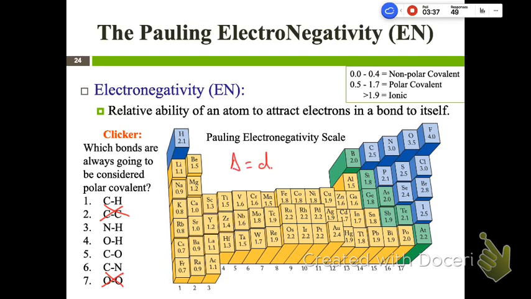The difference, right? Delta means difference. So, how big is the difference in electronegativity between the two? What about C and H? Is that polar? Difference is only 0.4. We're going to say that that is nonpolar. And then the rest of them, we find a difference between nitrogen and hydrogen, oxygen and hydrogen, that's 0.9, 1.4, C and O is 1.0, C and N is 0.5. So all of those are considered polar.